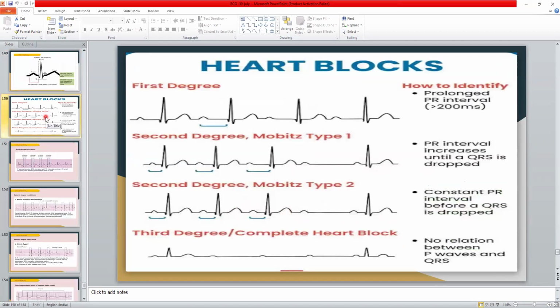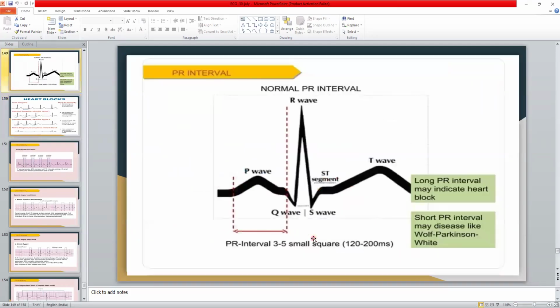What are the different types of heart blocks? There are 3 different types of heart blocks. First degree heart block, second degree heart block, Mobitz type 1 and Mobitz type 2, and third degree, or complete heart block. I have told you this is the normal PR interval. What happens when the PR interval becomes longer? It indicates heart block.